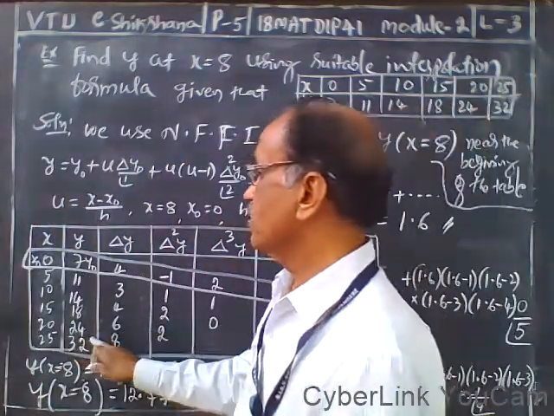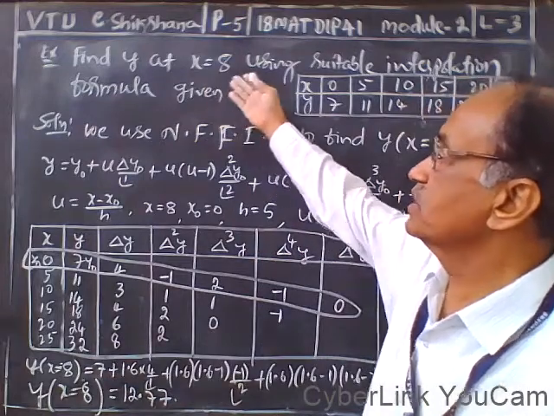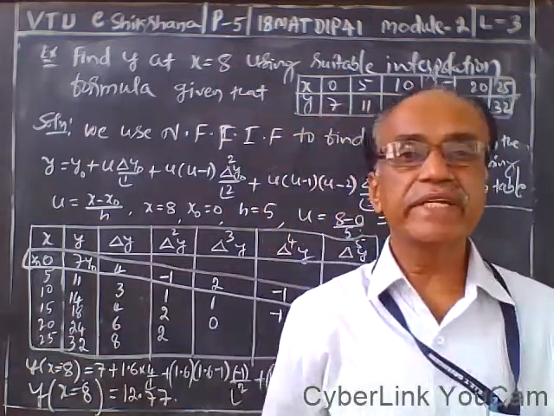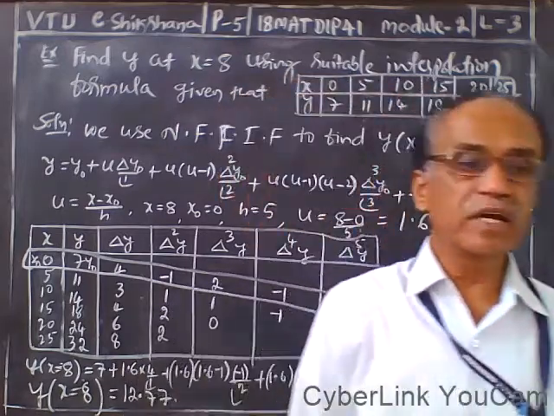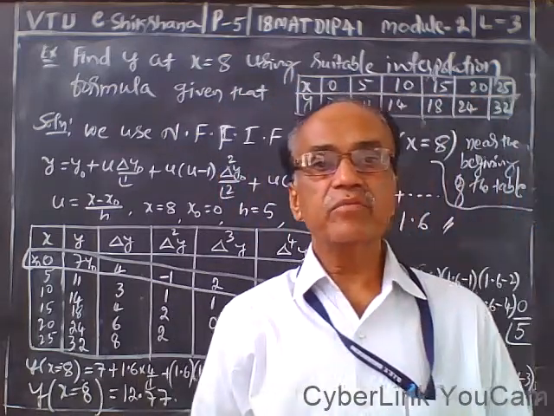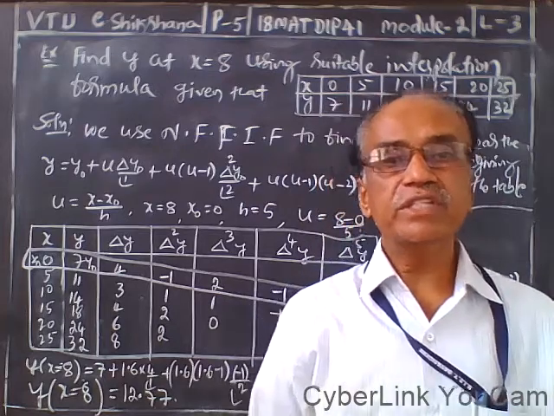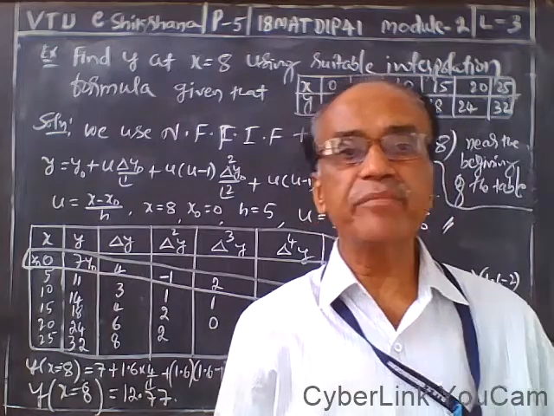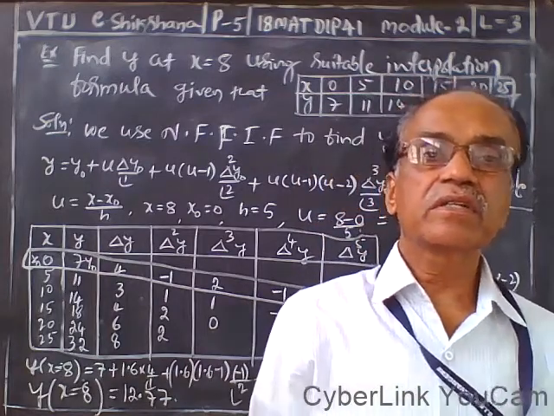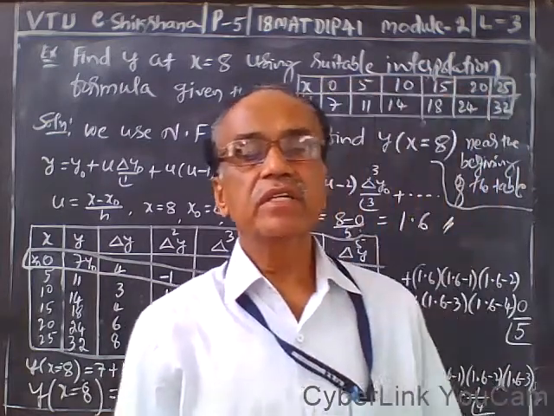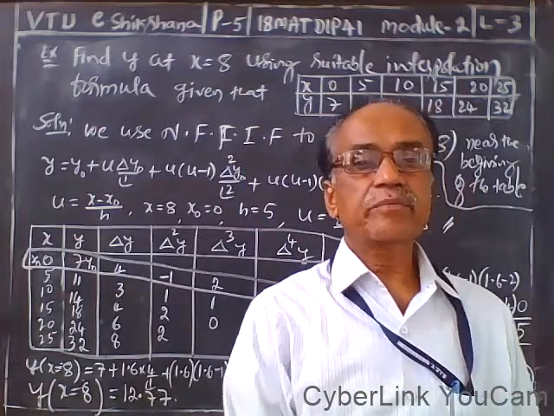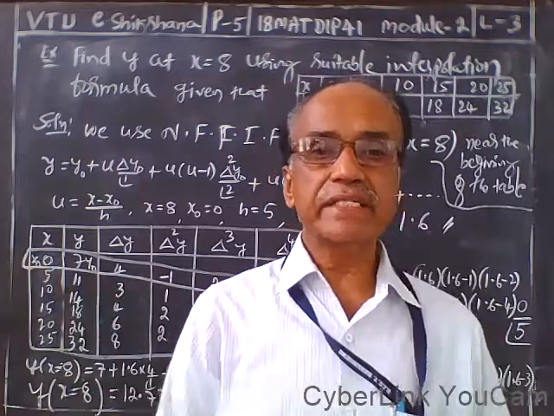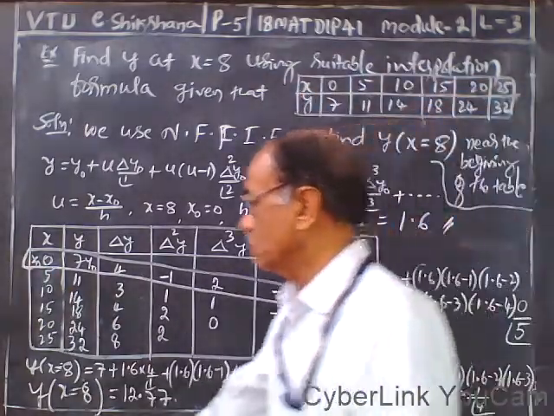Even at 22 you can also calculate. At x equal to 22, that means after 20, we can write Newton's backward interpolation formula. So with this, all the problems we have covered, and now I shall write some extra problems to apply Newton's forward or backward or both in some of the data, so that you can go through all the problems which we solved, and then by that knowledge you can solve the extra problems which I am going to write now.